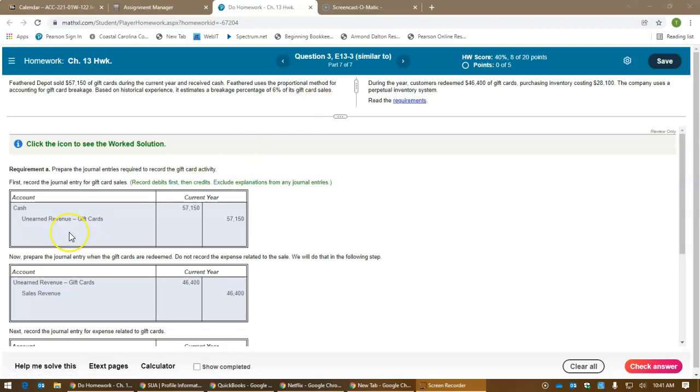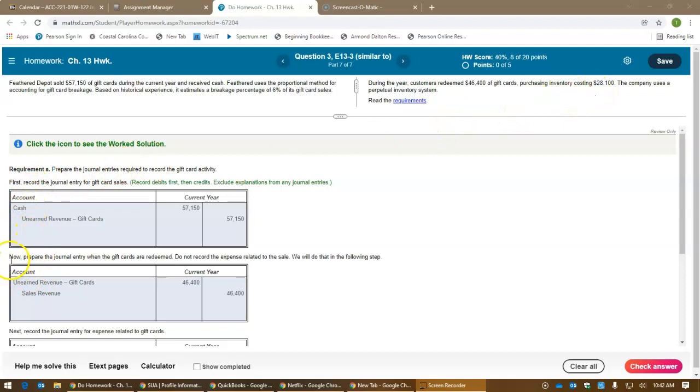So the first journal entry, we're recording the amount of cash received, $57,150, and unearned revenue, a liability going up, that's a credit, $57,150. Over here to the side, it gives you additional information. During the year, customers redeemed $46,400 of gift cards, purchasing inventory that cost $28,100. And it says that the company uses perpetual inventory system.